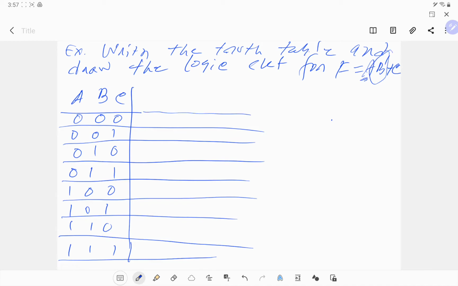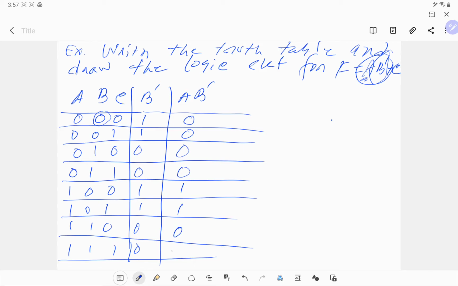So we got a. Now we need to find b prime. If b is 0, then b prime is 1: 1 1 0 0 1 1 0 0. Then we need to find ab prime. 0 times 1 is 0, again 0, 0, again 0. It's 1 1 0 0. Now we need to find ab prime plus c. Okay, step by step.